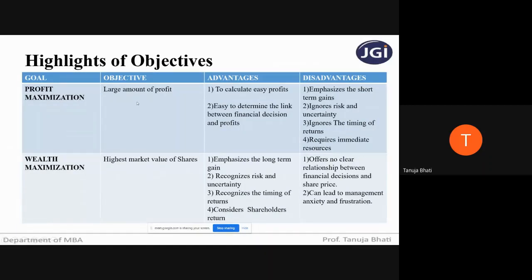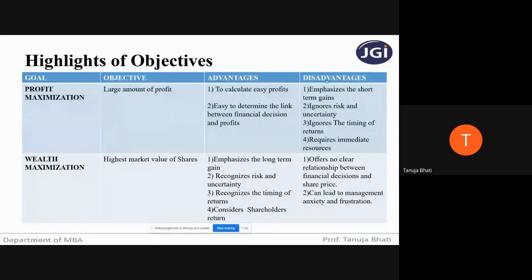Now, each particular objective has its own advantages and disadvantages. So let us see the advantages in case of profit maximization. It is easy to calculate profits in case of profit maximization, students. It is easy to determine the link between financial decisions and profits, because once you have invested in a particular project, it is very easy to determine the amount invested and the returns the company is receiving in respect of that particular investment.